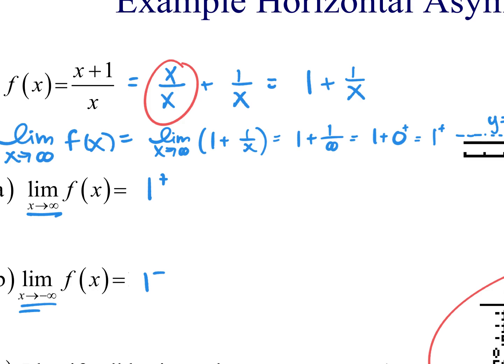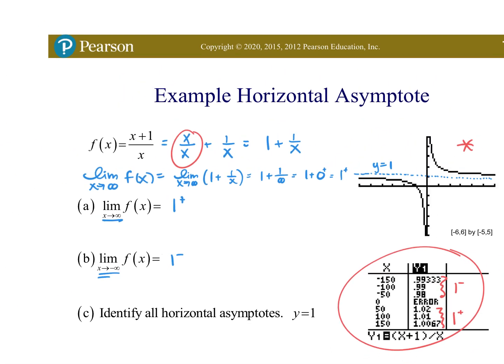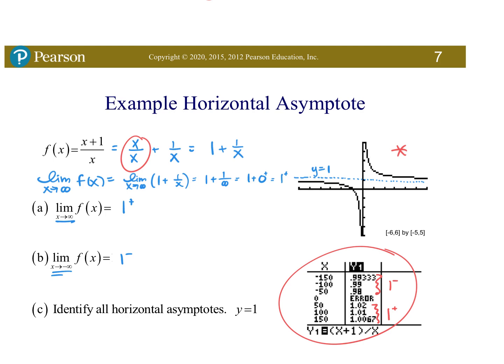So you're on the upper side of 1. So you can do it by looking at a graph. You can do it by looking at a table. You can also prove it algebraically.